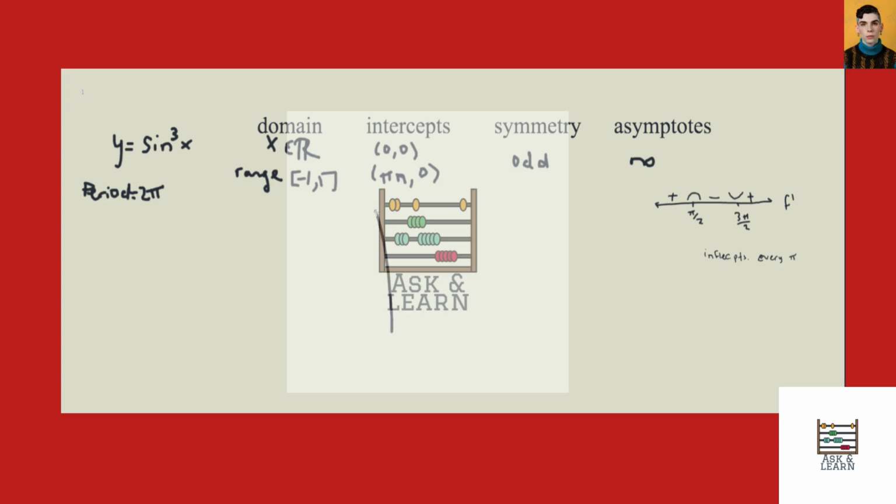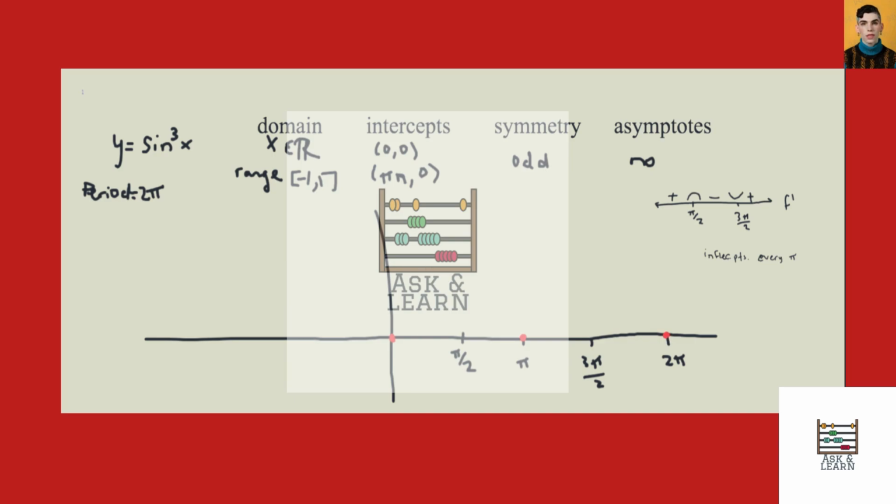Okay. So let's say this is pi over 2. This is pi. Let's say this is 3 pi over 2. And this is 2 pi. So this is one full period that we're graphing. And we said that we have an intercept at (0, 0). And we also said one at every pi n. So this would be pi n. And this would be the next pi n.